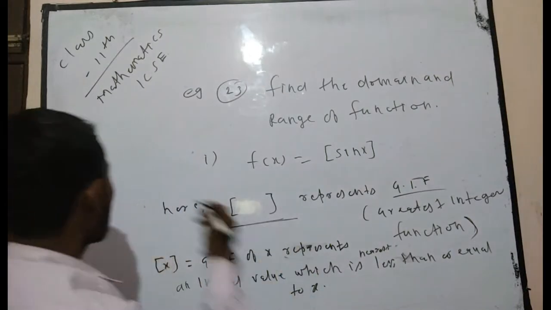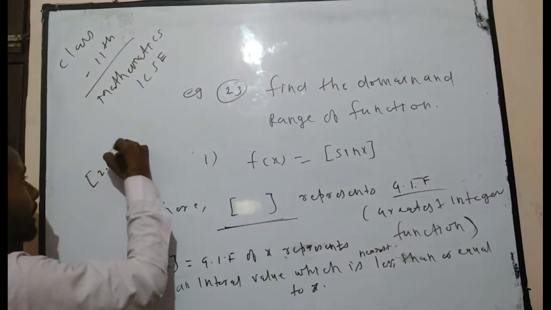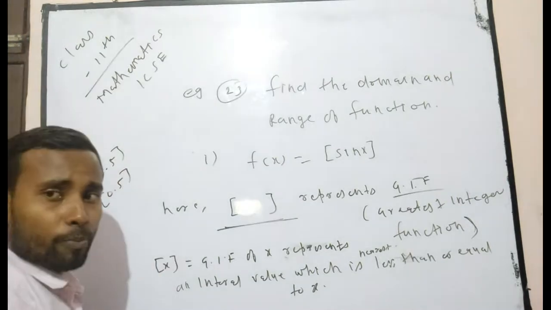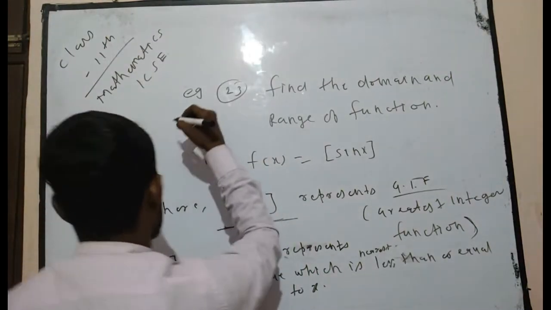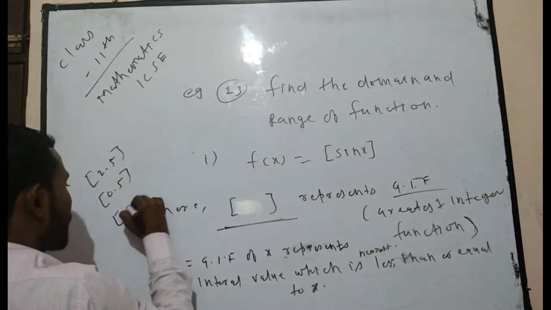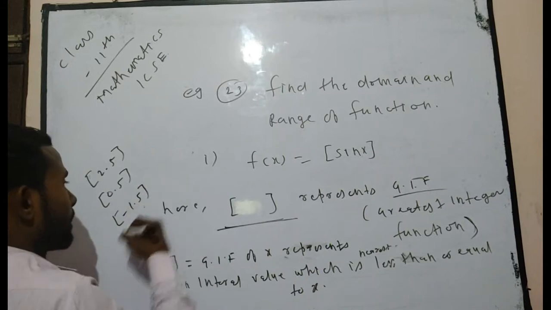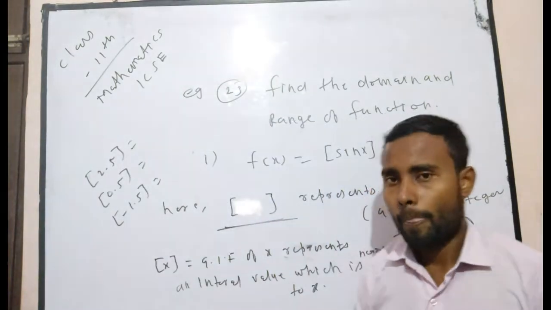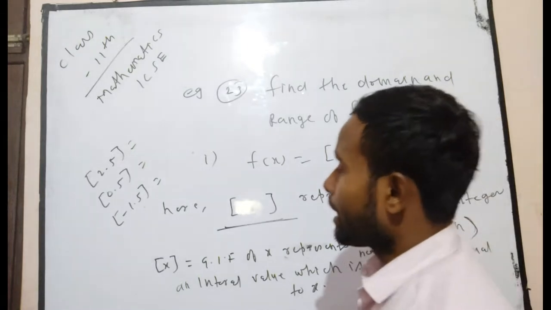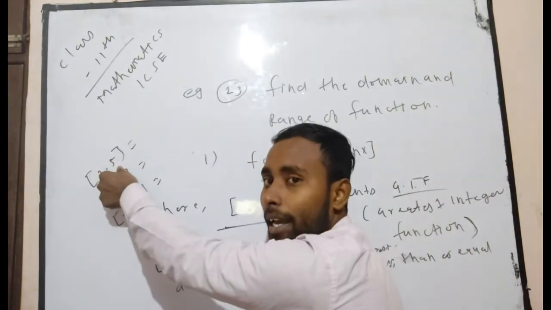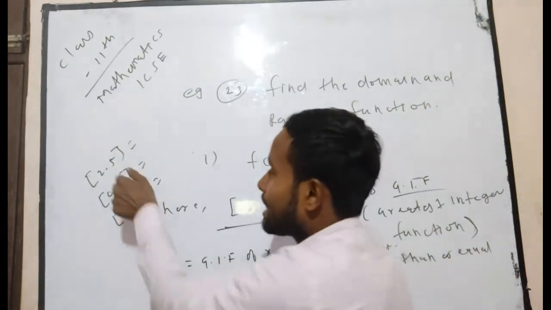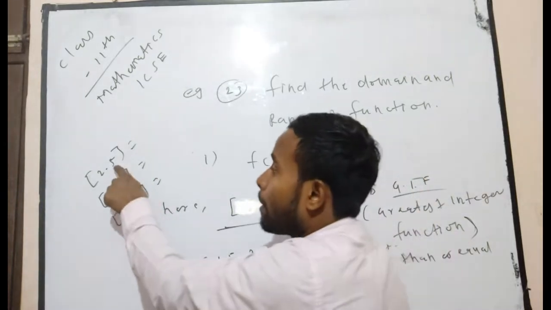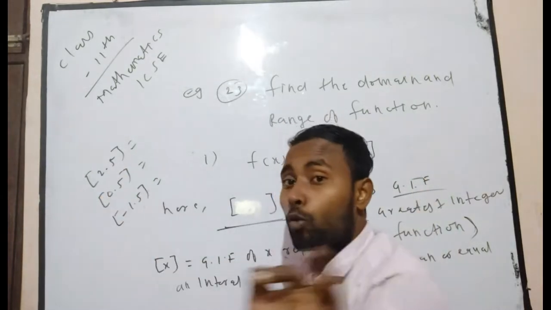It means that if you want to find the greatest integral value of 2.5, of 0.5, or the value of the greatest integer function of minus 1.5, what will be its value? What does it represent? It says you have to find the nearest integral value about 2.5.